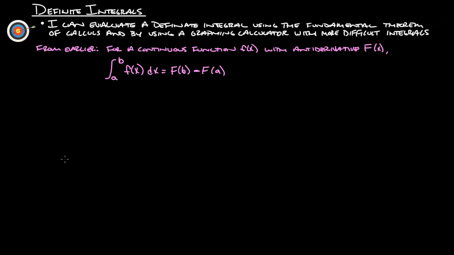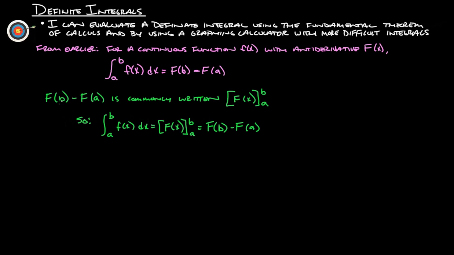Okay, so first thing from earlier, for a continuous function f of x with antiderivative capital F of x, the integral of f of x from a to b with respect to x would be F of b minus F of a. So that's the antiderivative of b minus the antiderivative of a. The antiderivative of b minus the antiderivative of a is commonly written as this here. This is a notation thing. So we can rewrite this as either this or this. This is basically combining them all together.